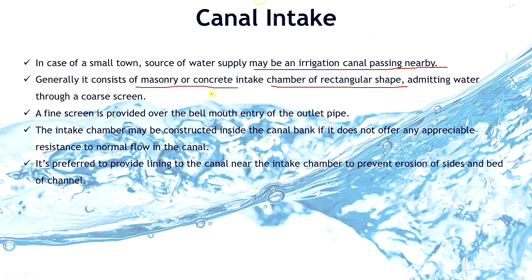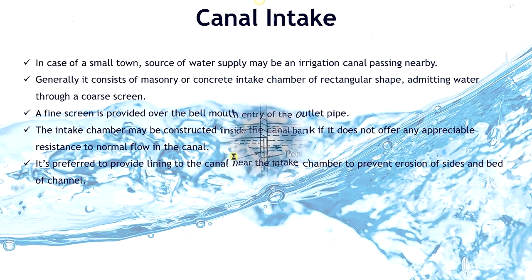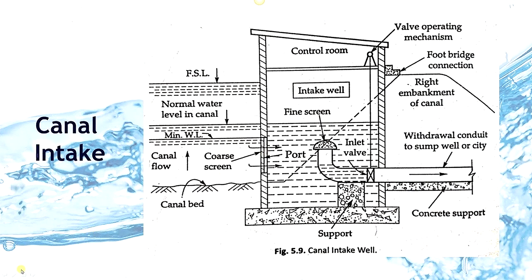Here you can see the water enters through the coarse screen provided opening here. Usually this opening is provided at the minimum water level of the canal and usually kept 0.15 meter above the bed to avoid the entry of silt or debris.